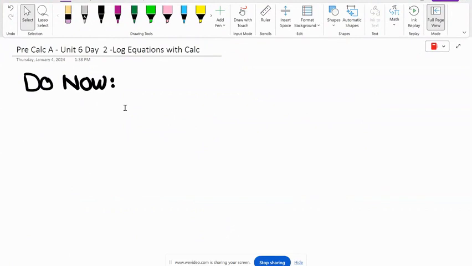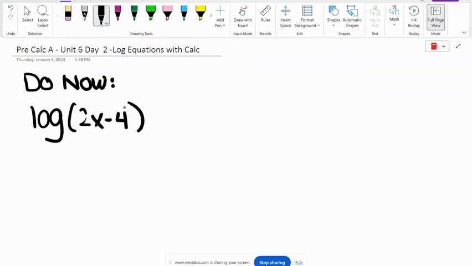Okay, so let's look at this new one now. We have log base 10 of 2x minus 4 is equal to 1 plus log of x plus 2.